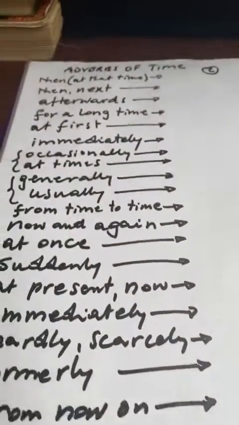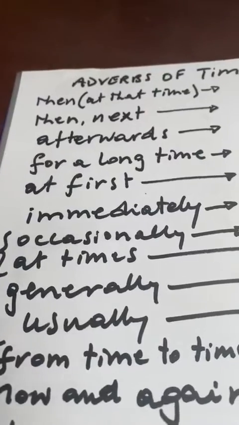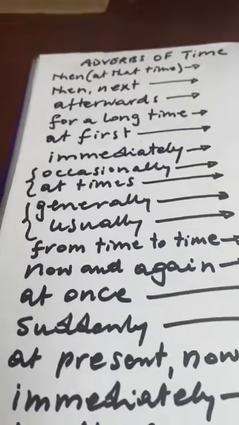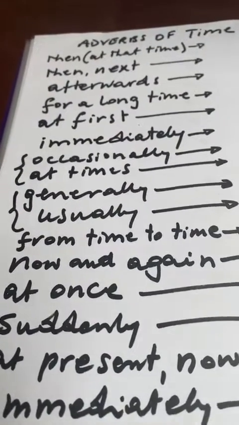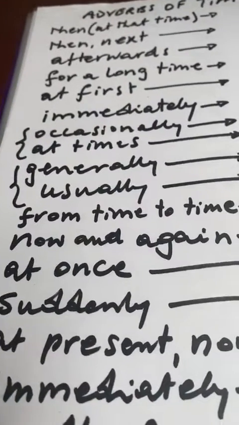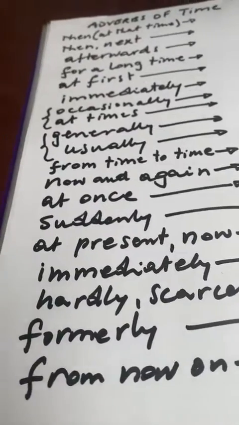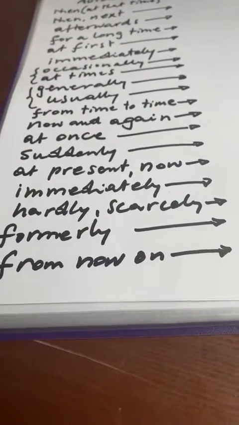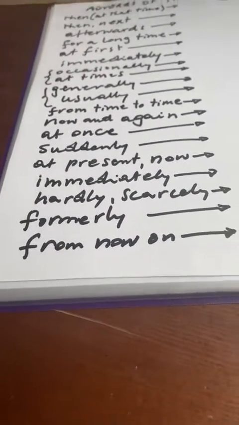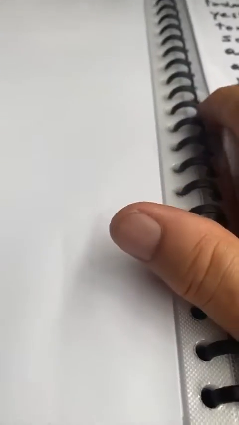It's not the only ones. Look how many there are more. Then, at that time. Then, next, afterwards, for a long time. At first, immediately, occasionally, at times, generally, usually, from time to time, now and again, at once, suddenly, at present, now, immediately, hardly, scarcely, formally, from now on. These are the adverbs of time I've found.